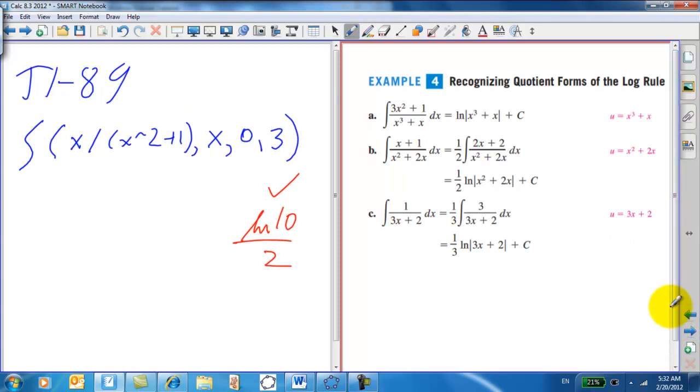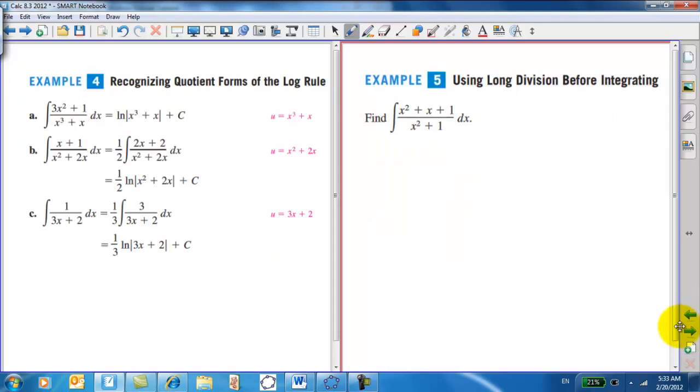Okay. Now, recognizing quotient form. So here's a bunch of problems where you have to recognize when the top is the derivative of the bottom. And then you can use this natural log antiderivative rule. So here, x cubed plus x, if you take its derivative, you get 3x squared plus 1, which is what we have on top. X squared plus 2x, the derivative is 2x plus 2, and that's what we have on top. We had to do a little prepping for first the 1/2. 3x plus 2, the derivative, du, is 3.